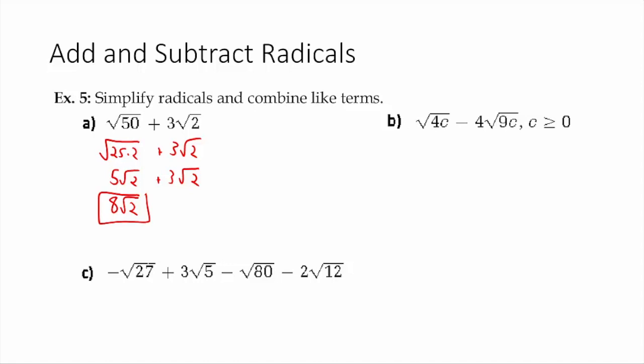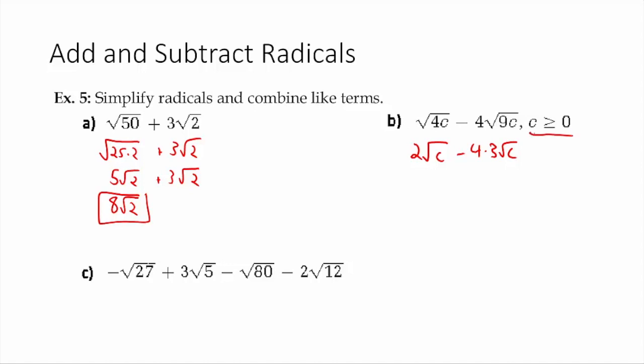So we look at b now, we see that, okay, we have the square root of 4c. Well, we can't square root c, but we can square root 4. The square root of 4 is just 2. And so we have 2 root c minus, we have that 4 out front times, well, the square root of 9 is 3, and we're just left with the square root of c.